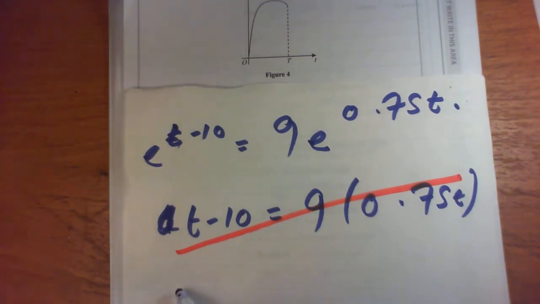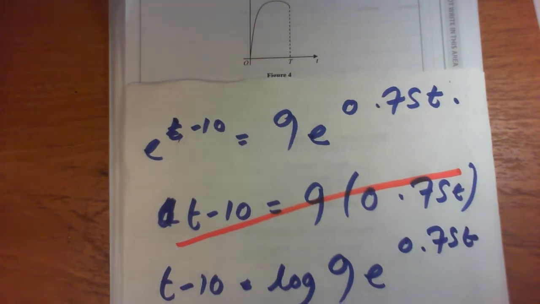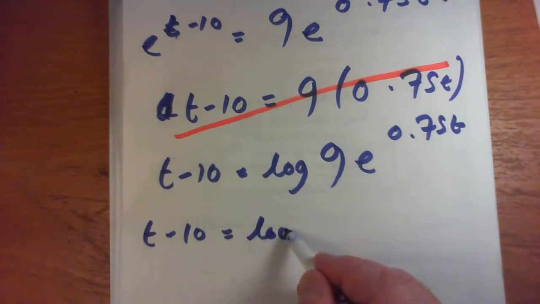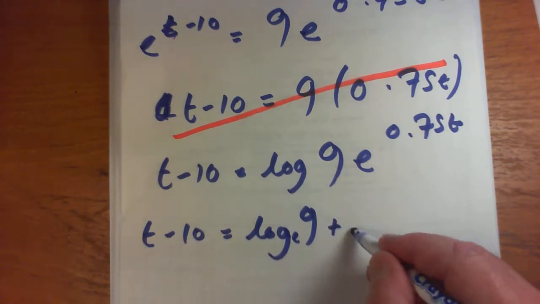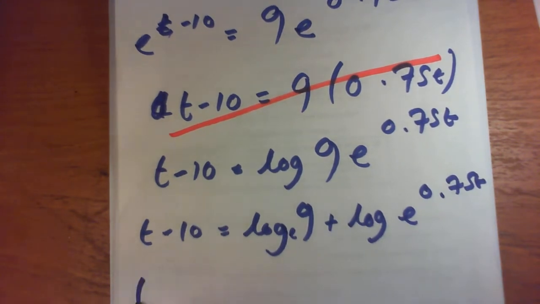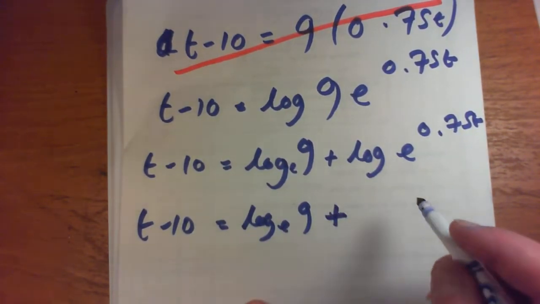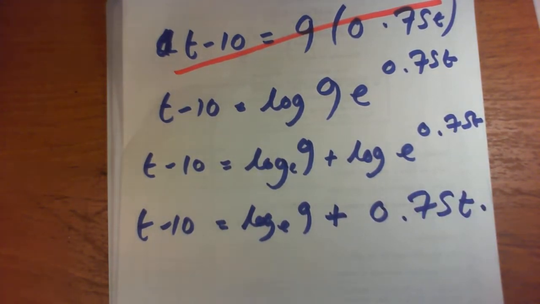You can take a log of both sides, so you could say t minus 10 equals log 9e. That's what you do. And then you say t minus 10 equals log 9, this is obviously natural log, plus log e to the 75t. So you've got t minus 10 equals log e 9 plus, and you proceed from there.